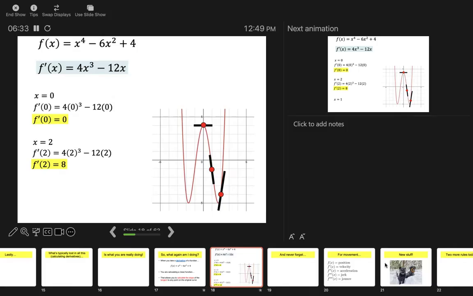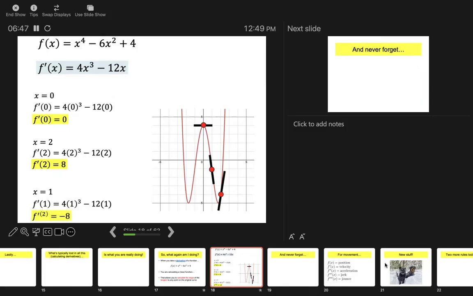All right, let's see. How can we figure out what it is? We just plug in 1, because 1 is the x value of this red dot right here. We plug 1 into the derivative formula and we get, no, we don't, negative 8. We get negative 8.